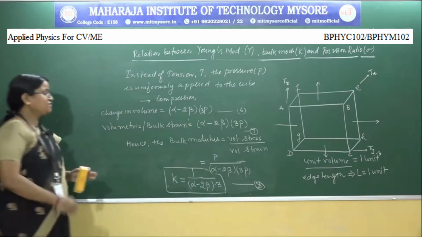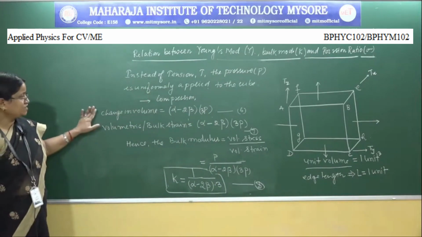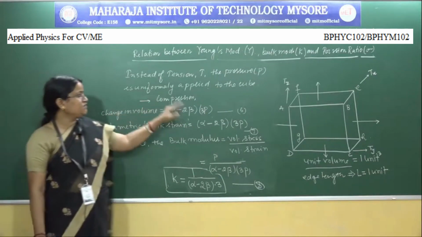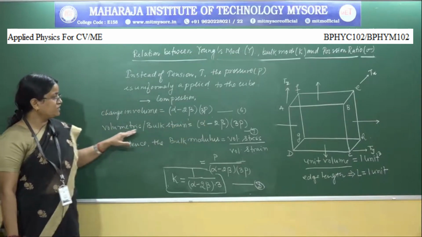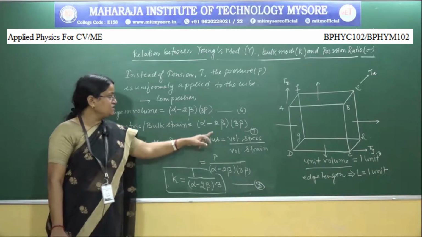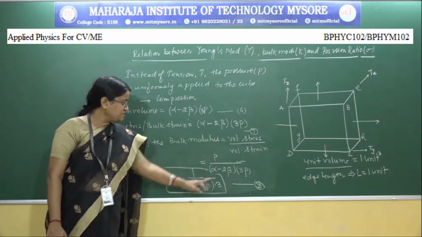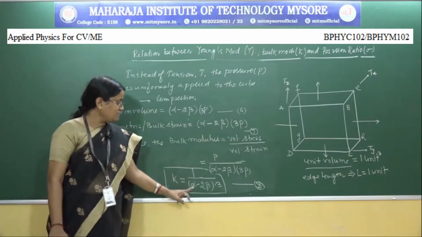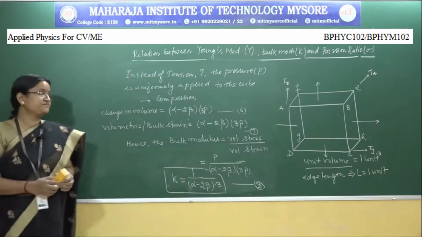Write it as equation number 8. Repeating, first we have calculated the change in volume when, instead of tension, the pressure is applied. Then we have calculated the volumetric strain. Then we have calculated the bulk modulus, which is stress by strain, and after substituting we get the bulk modulus is equal to 1 divided by (alpha minus 2 beta) into 3.